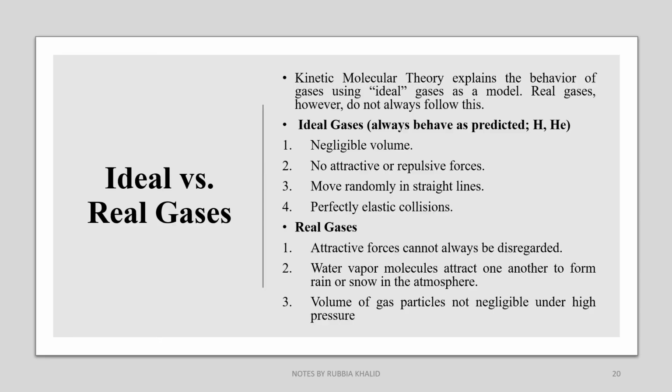Ideal gases versus real gases. Kinetic molecular theory explains the behavior of gases using ideal gas as a model. Real gases, however, do not follow this. Ideal gas always behave as predicted. They have negligible volume, no attractive or repulsive forces. They move randomly in a straight line. They have perfectly elastic collisions. Real gases, attractive forces cannot always be disregarded. Water vapor molecules attract one another to form rain or snow in the atmosphere. Volume of gas particles are negligible under high pressure.